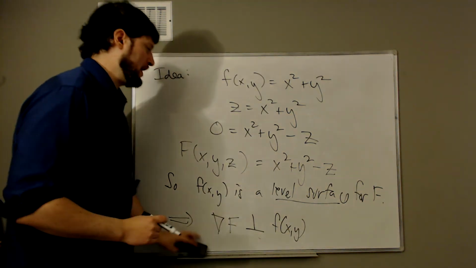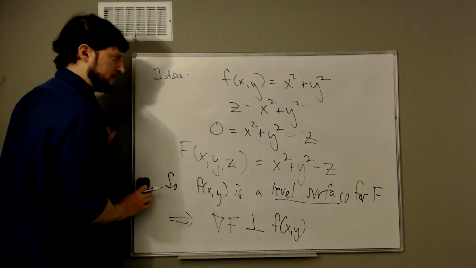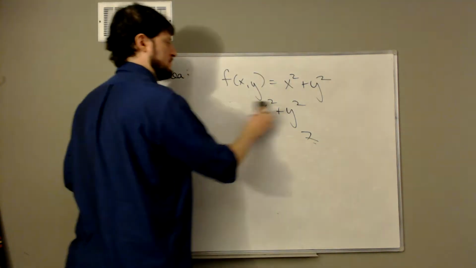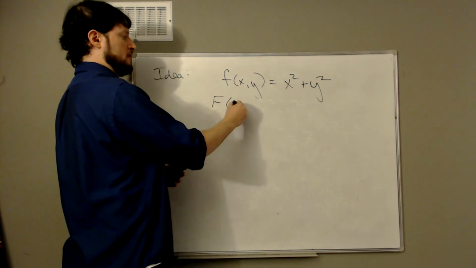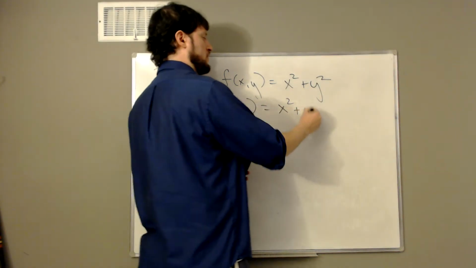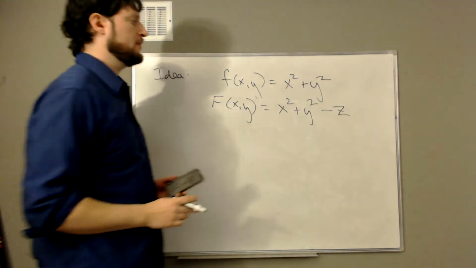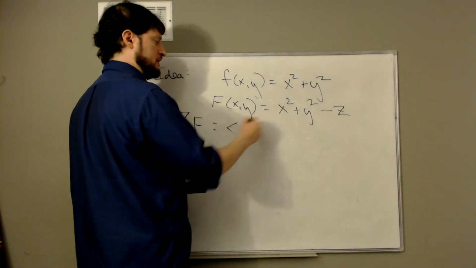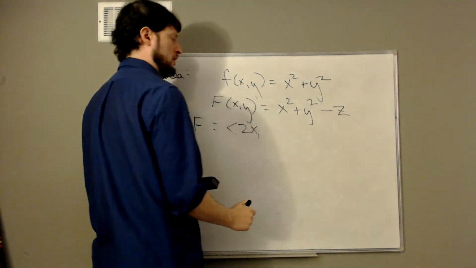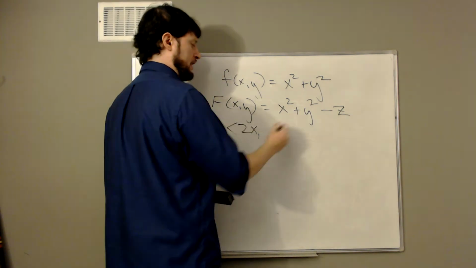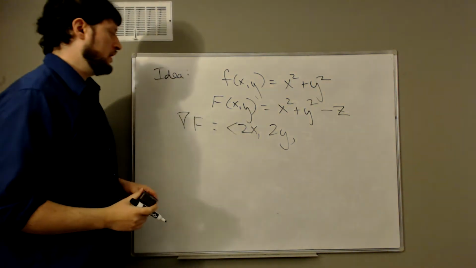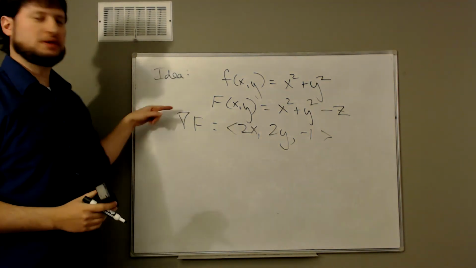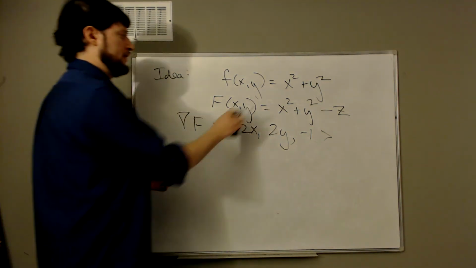So let's put that into action. Let's calculate the gradient vector of big F. Big F is just the function that we started with, but we moved z to the other side. And then the gradient is the partial derivatives, which in this case is 2x. Everything else goes to 0. For the derivative with respect to y, I get 2y. Everything else goes to 0. And the derivative with respect to z is -1. So this is my gradient vector for this function of 3 variables.